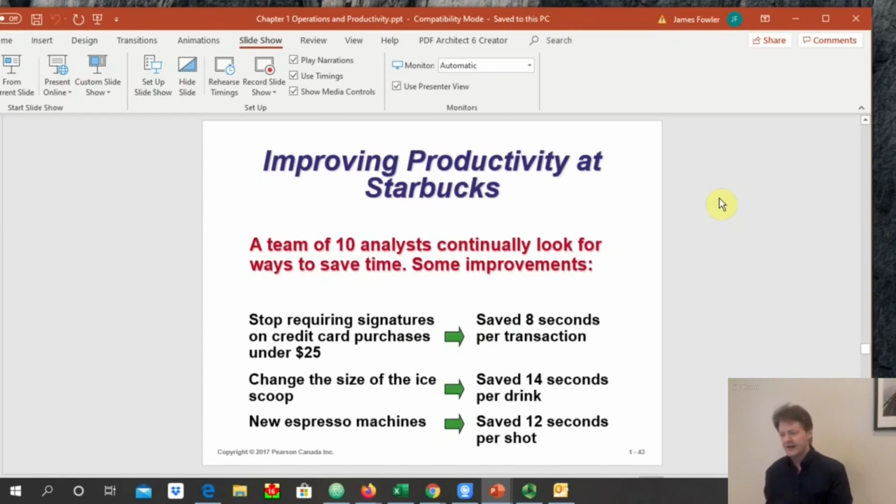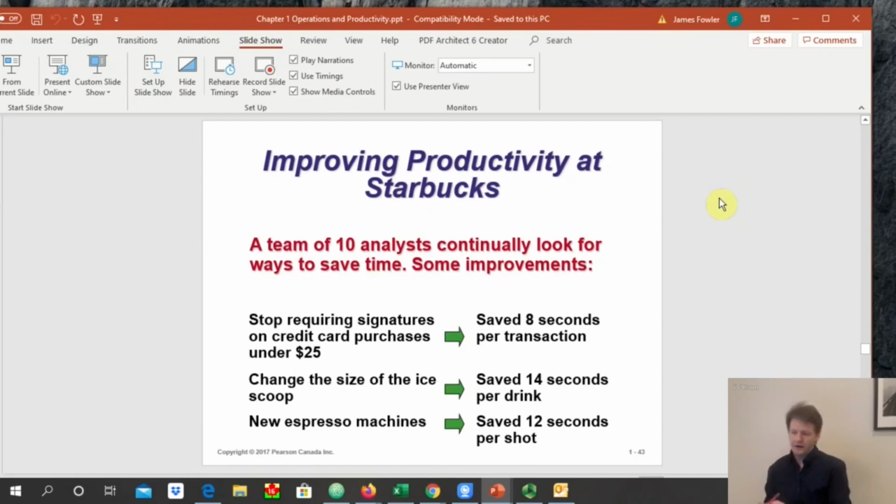There's a team of 10 analysts continually looking for ways to save time and make improvements. So they made a few changes. They stopped requiring signatures on credit card purchases under $25, and they found that saved on average about 8 seconds per transaction. They changed the size of the ice scoop, which saved 14 seconds per drink, and the new espresso machines that they purchased and installed saved 12 seconds per shot.